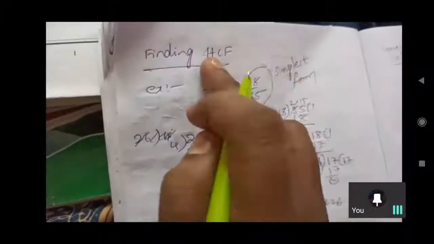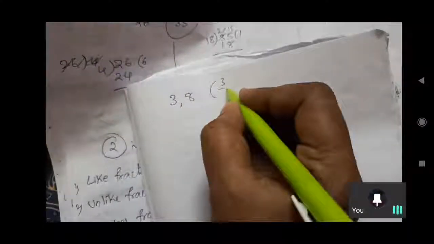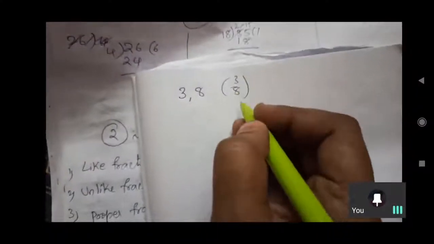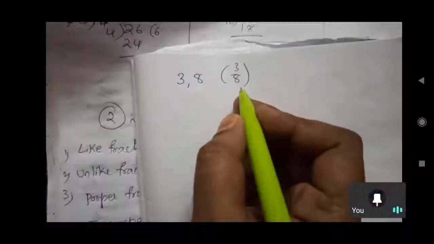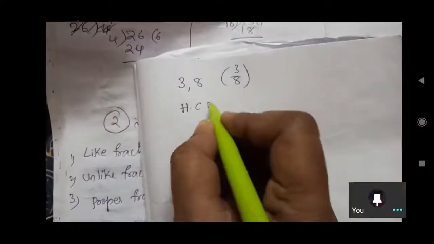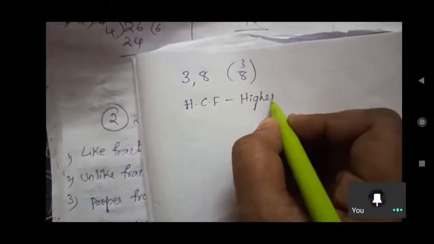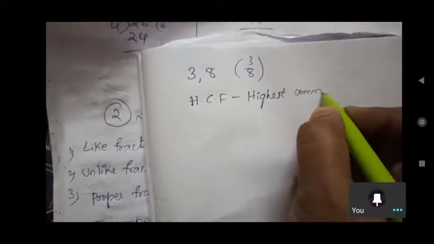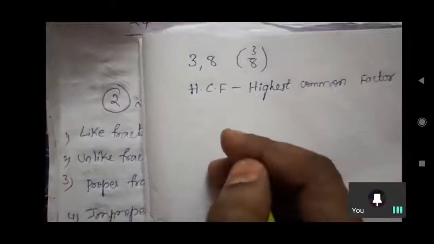So, do you have no idea how to find the HCF? You know how to find the HCF of any two numbers. For example, 3 and 8, we have 3/8. Is this in the simplest form or not? For that, first we need to find the HCF. The full form of HCF is highest common factor.